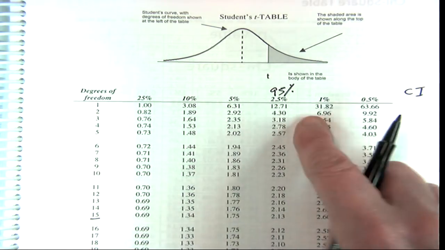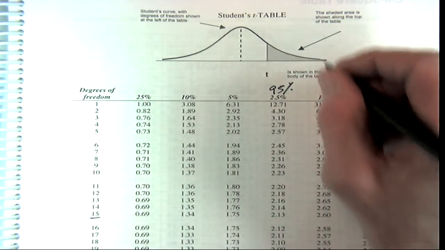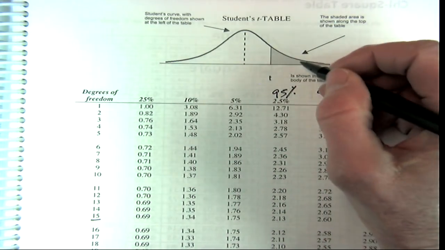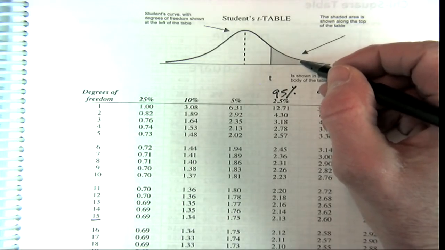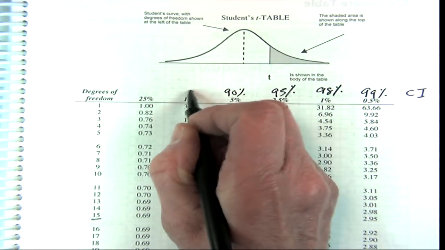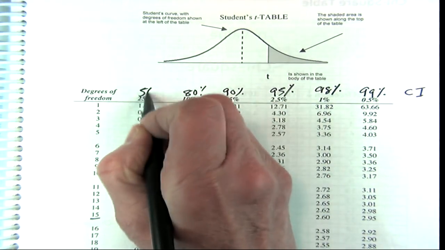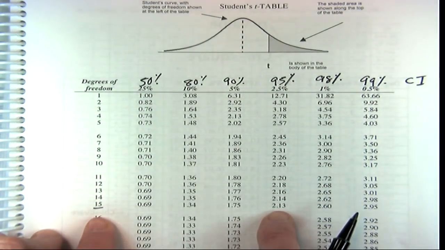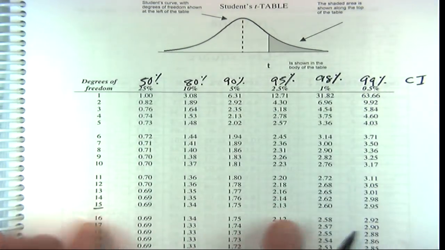If we wanted, what would this be? A 98% confidence interval, because you'd have 1%. It has to add up to 100, and this part is just giving the right-hand tail here. So this is a 99% confidence interval. What would this be? 90%, 80%, 50%. Okay, so here we want the 95% confidence interval, and it's 2.13. That's the critical value of t corresponding to 95%.